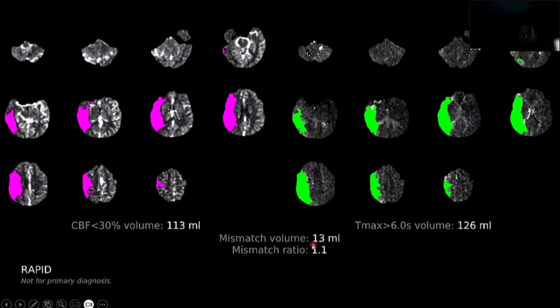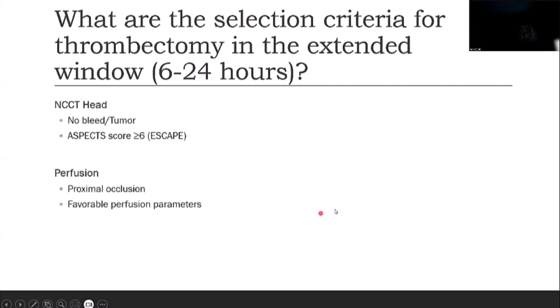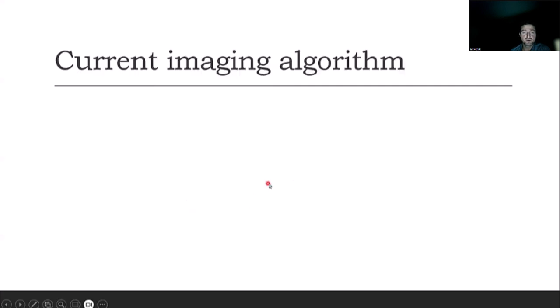We have a CBF of greater than 70, which is bad, and a mismatch ratio of 1.1, which is less than 1.8. So again, all parameters are not favorable for thrombectomy. So our selection criteria for thrombectomy in the extended window is, again, same thing on the non-contrast head: no bleed, no tumor, aspect score greater than or equal to 6, proximal occlusion, and then favorable perfusion parameters.